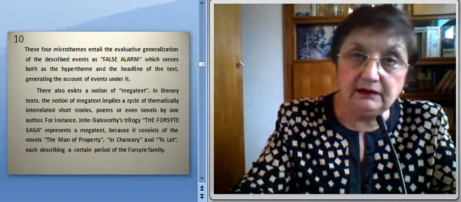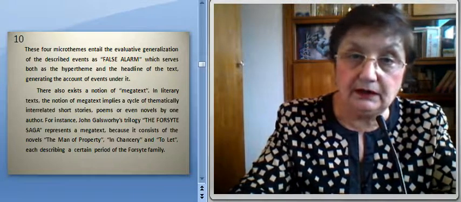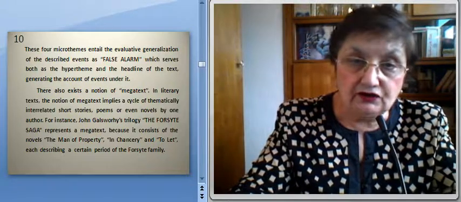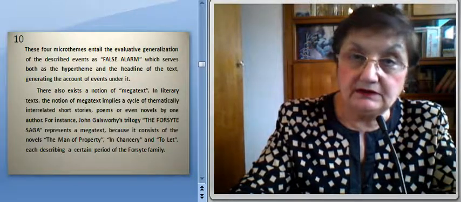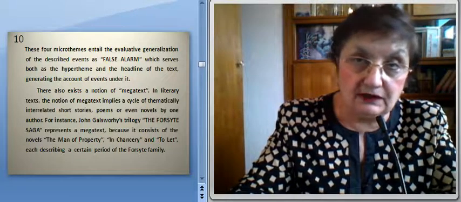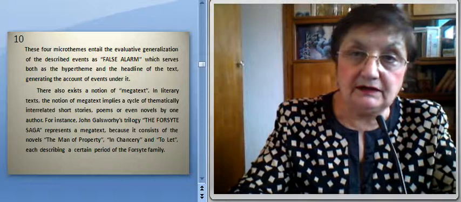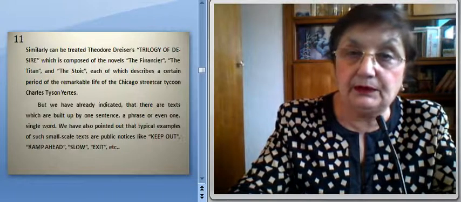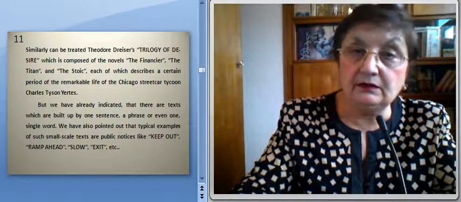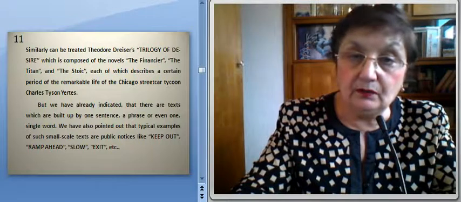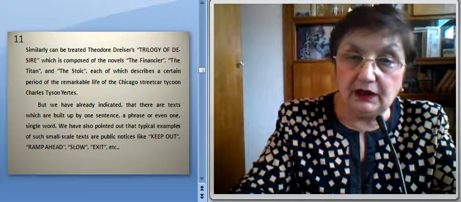one author. For instance, John Galsworthy's trilogy, The Forsyte Saga, represents a megatext because it consists of 3 novels, The Man of Property, In Chancery, and To Let, each describing a certain period of the Forsyte family. Similarly can be treated Theodore Dreiser's Trilogy of Desire, which is composed of the novels The Financier, The Titan, and The Stoic, each of which describes a certain period of the remarkable life of the Chicago streetcar tycoon Charles Tyson Yerkes.